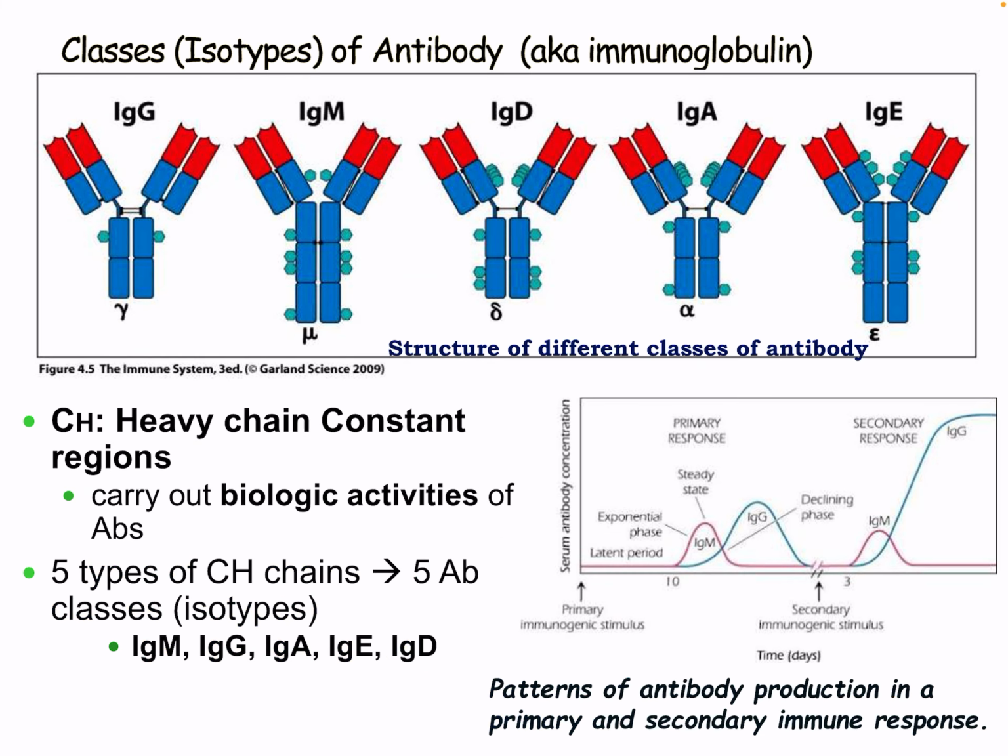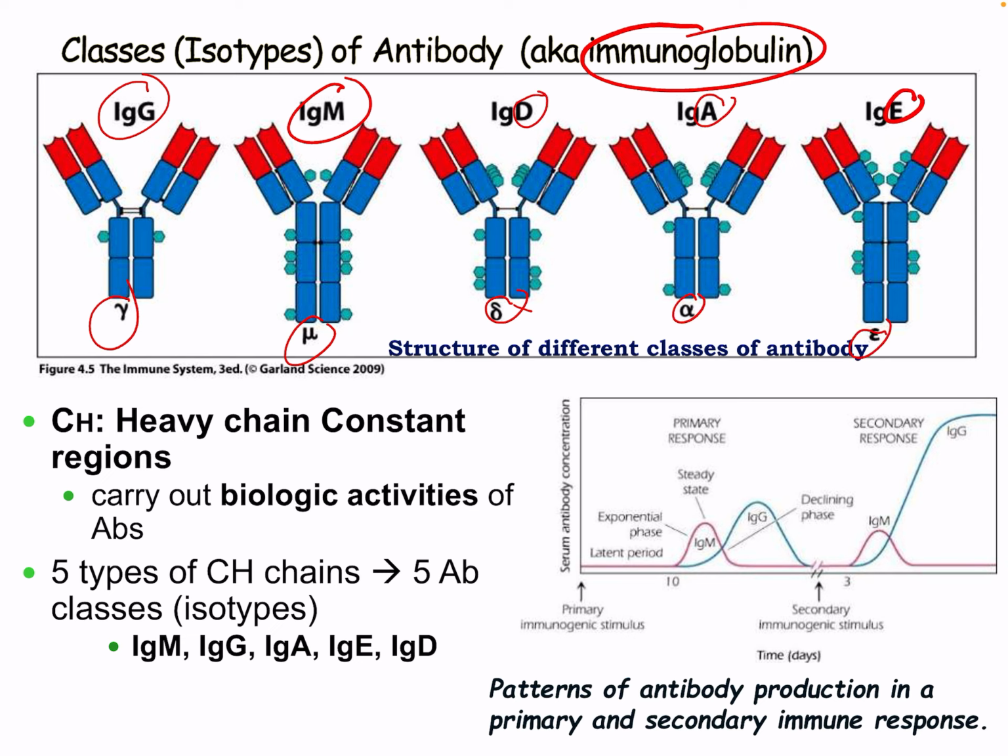So here are our 5 isotypes of antibody or immunoglobulin. You can see some slight differences in structure, but one good thing to remember is G is gamma, M is mu, delta is D, A is alpha, so that's an easy one, and E is epsilon. The reason to remember that is just terminology, but you'll see them, and people change it up; every textbook is different sometimes.